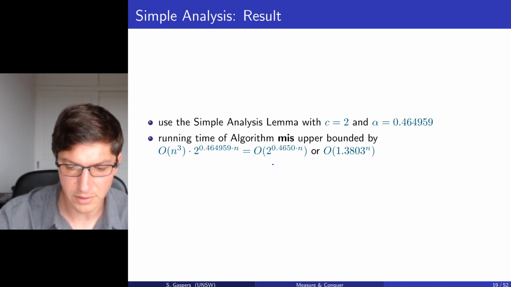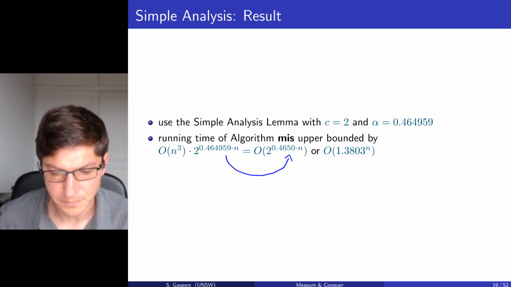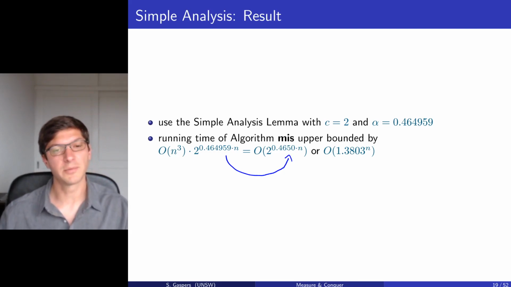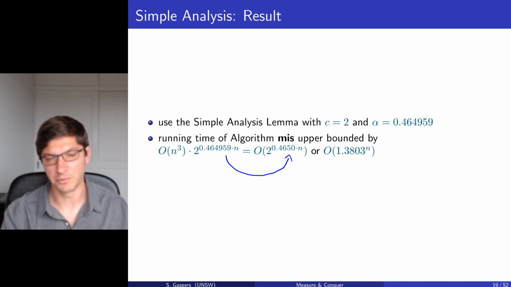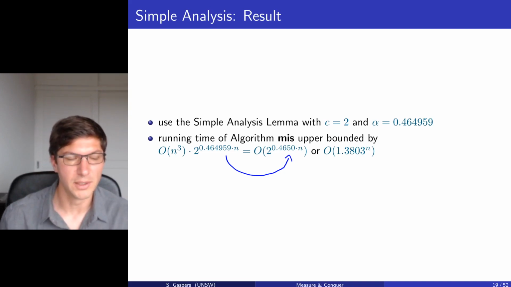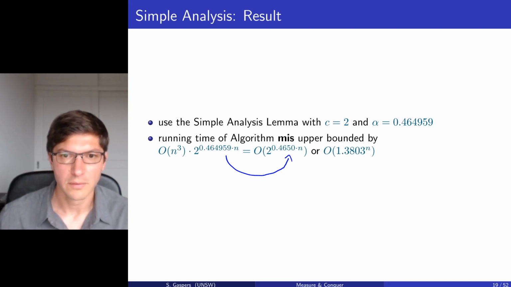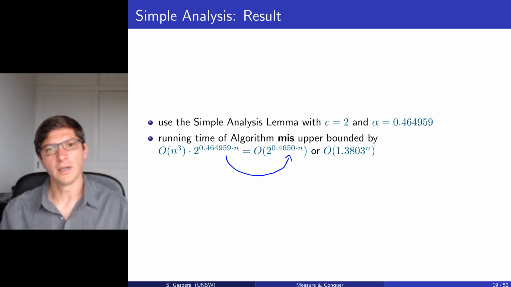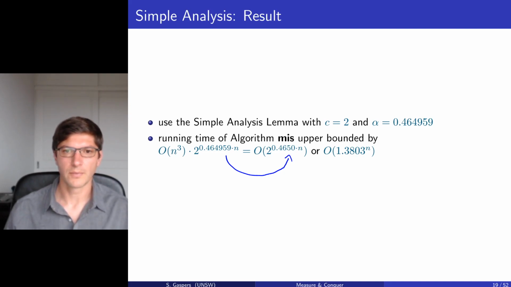So this n cubed factor here disappeared. Why is that? This is because we are rounding this value here. So we get a slightly larger exponential function, and a larger exponential function is able to absorb any polynomial function. So if we round our constant here upwards, then we can get rid of all the polynomial factors. So we get a running time of order 1.3803 to the power n for this algorithm.